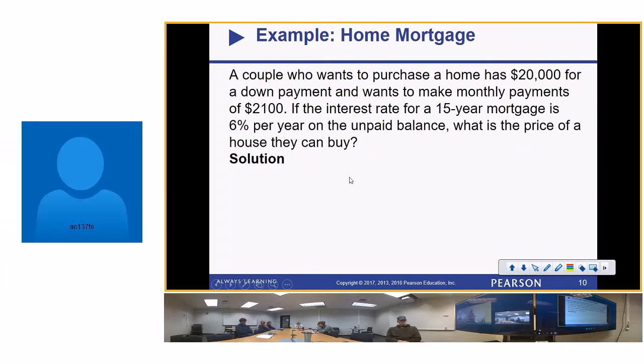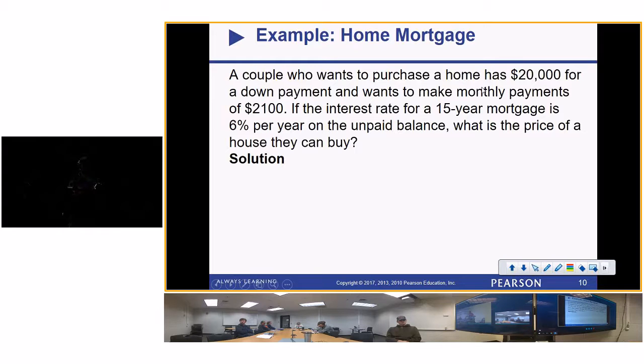Here we go. Now this is very important. A couple who wants to purchase a home has $20,000 for a down payment and wants to make monthly payments of $2,100. If the interest rate for a 15-year mortgage is 6% per year on the unpaid balance, what is the price of the house they can buy?